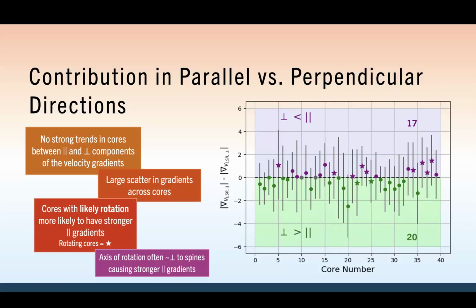But the cores with likely rotation, so those 11 cores that I pointed out earlier, are shown with the little stars. What's interesting here to note is that almost all of them, with the exception of these two, are where the parallel gradient dominates over the perpendicular, suggesting that these cores may be rotating with some amount of shearing within their filaments rather than rotating with the filament.